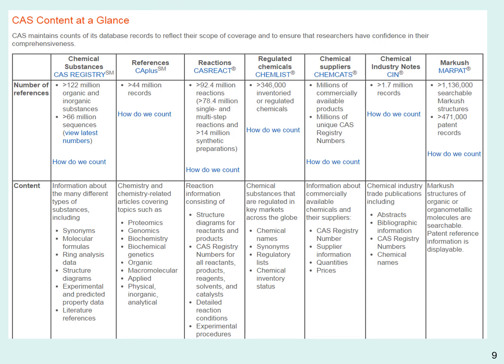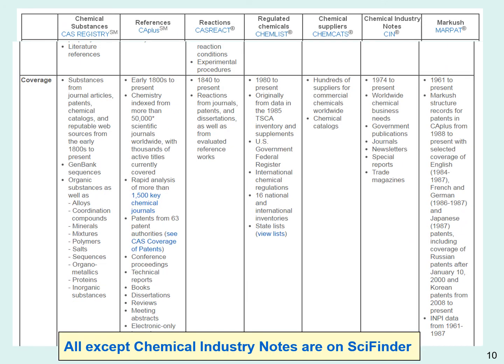The ChemCats file is very useful. When you want to order chemicals, you can see which companies have them. Chemical Industry Notes is listed here, but it is not part of SciFinder. The last one on this list, the Markush MARPAT, is a very specific advanced database in patents, and we will not be covering it in this course. These descriptions are continued on the next slide, where you can get more detail about each one of these databases. Again, this is just a continuation of the previous slide, again mentioning that every one of these databases is in SciFinder except the Chemical Industry Notes.